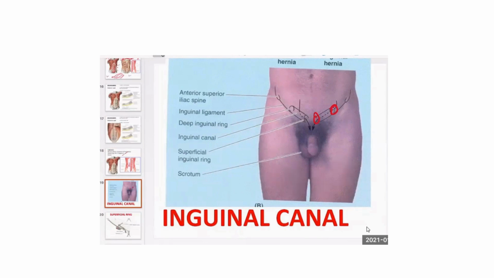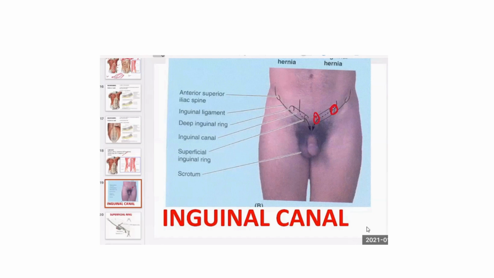External oblique muscle. What is the deepest layer of the abdomen? Transversalis fascia. So deep inguinal ring is the deficient area on fascia transversalis. You should know where the rings are present. It is an oblique canal present on the lowermost part of the anterior abdominal wall, which extends from the superficial inguinal ring to deep inguinal ring. Now you should know where the rings are present.